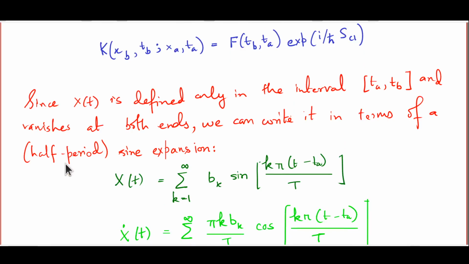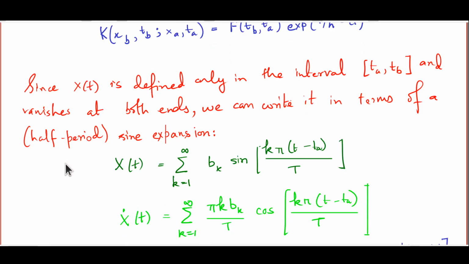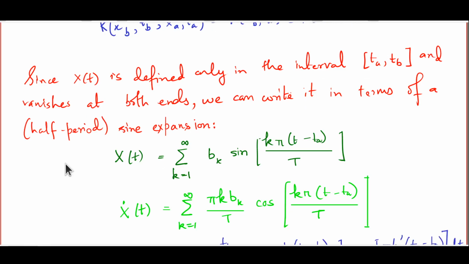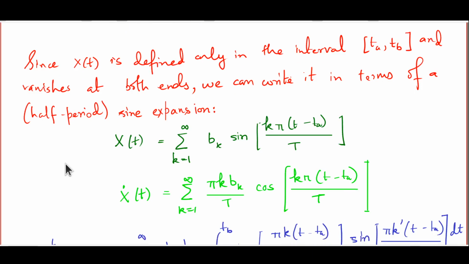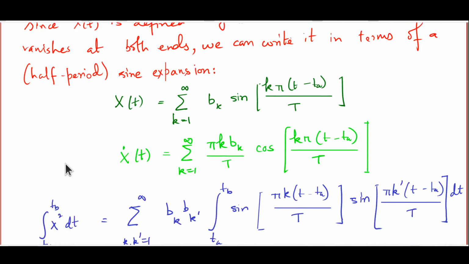And this immediately tells us that x dot is what you get by differentiating this term by term. So instead of bk here, you are going to get pi k bk by T, and the sine, of course, becomes a cosine. Now note that for this expression for capital X of t and x dot of t, you can easily calculate the action in terms of the bk's.